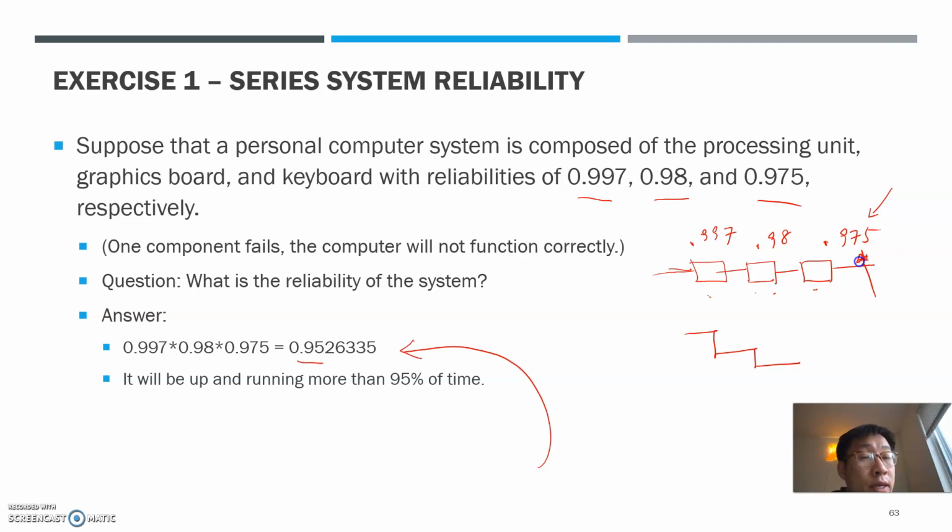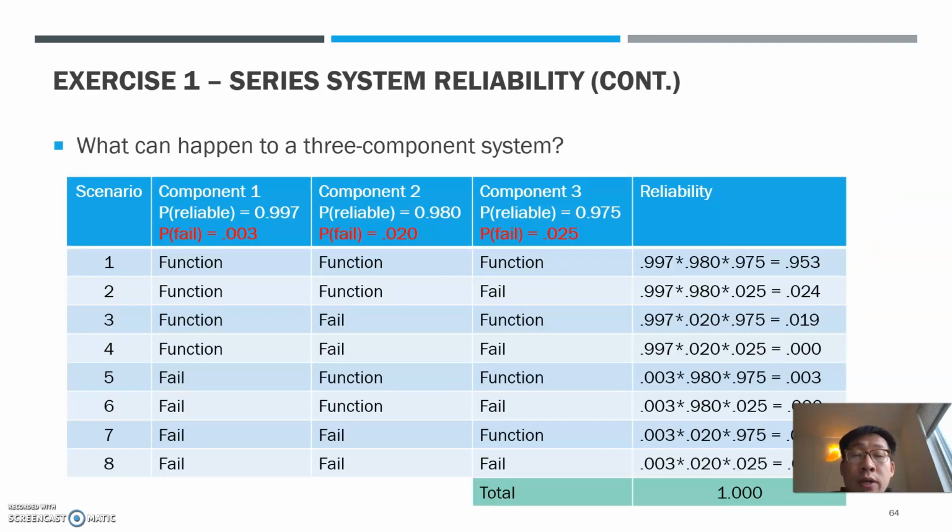And why don't we just take 97.5% as the overall reliability? It turns out that we're not calculating reliability like that. Okay, let me show the next slide. So here is what can happen in the computer example. Component 1, component 2, component 3. So we need to think like this.